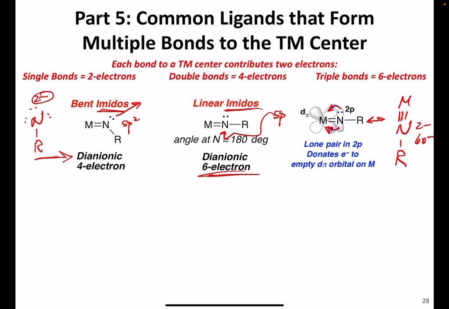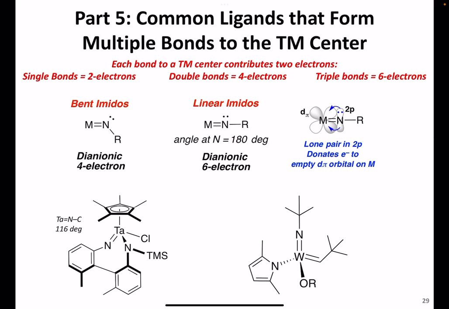All right, well, let's now electron count 2 such examples. And so over here I have a tantalum compound in which the nitrogen center is almost sp2 hybridized. sp2 is approximately 120 degrees. The angle at this nitrogen is 116, so it's pretty much sp2, which means it's pretty much bent, and so it is going to be a dianionic 4-electron donor, and so we have a 2 minus.